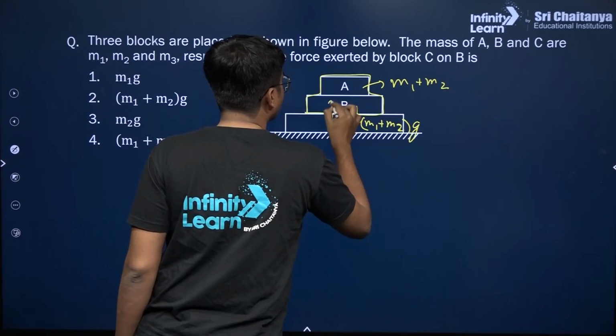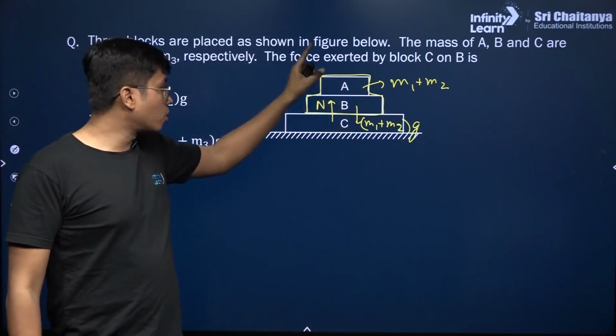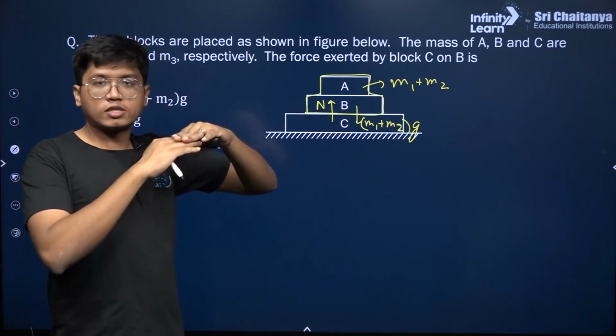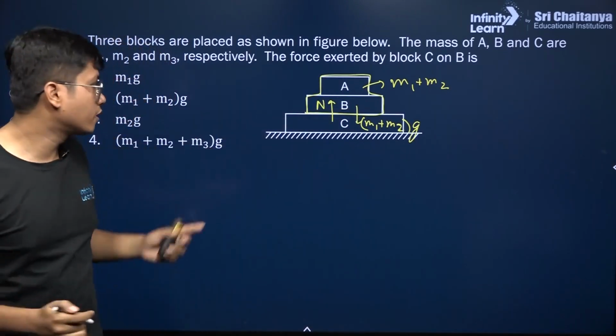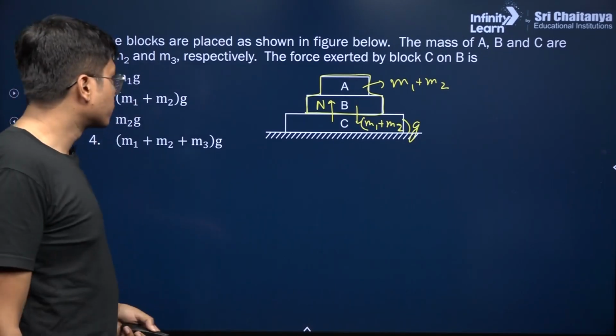And the normal reaction is going to be pushing up. The block C will push up, will give the normal reaction, and that has to be equal to this because they are kept stabilized and balanced, no acceleration. So this is just straightforward. By basic intuition we get the answer.